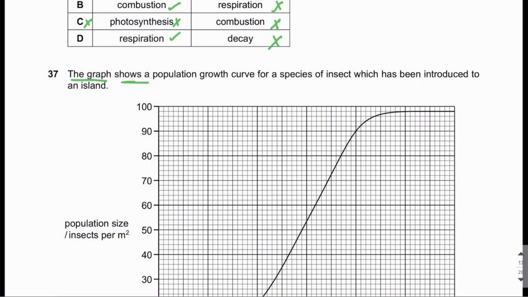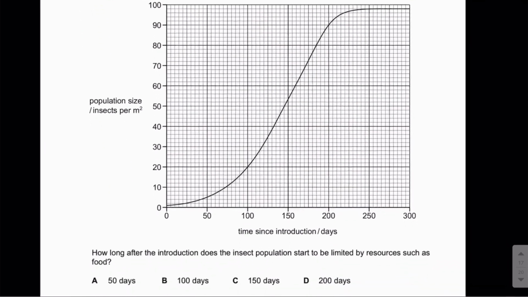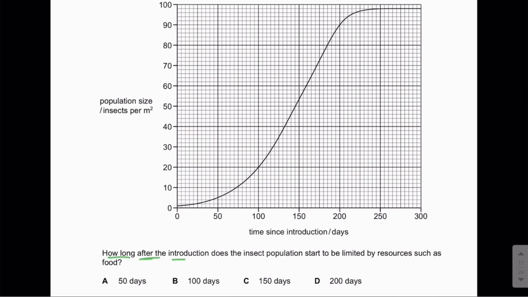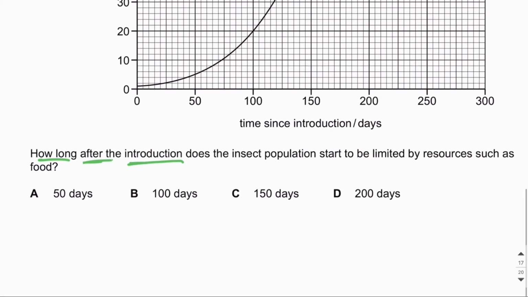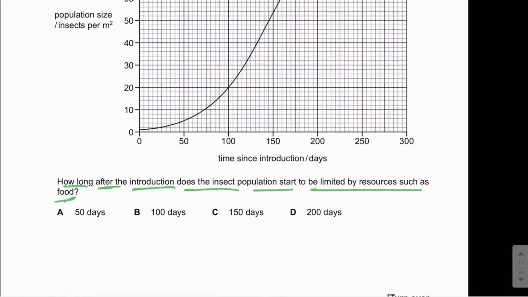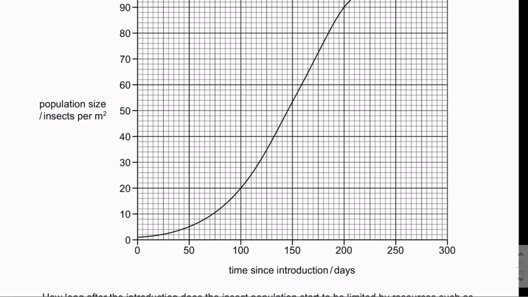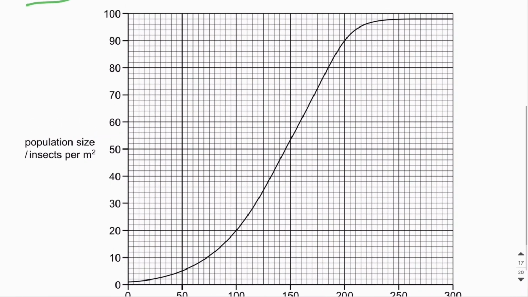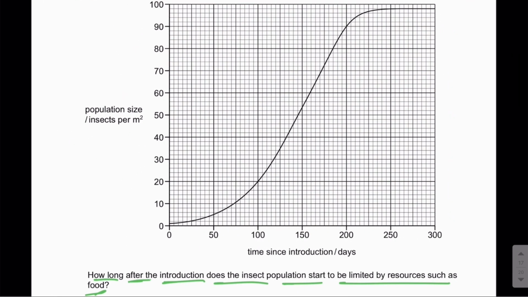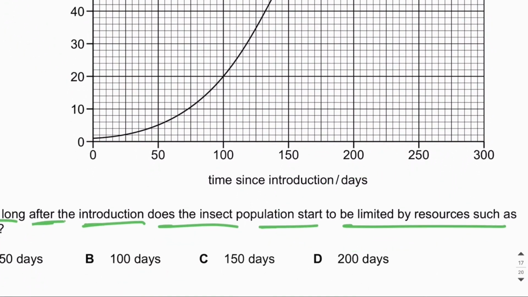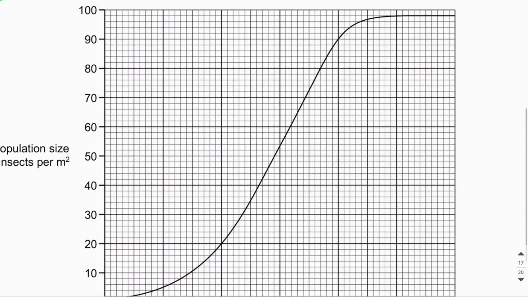37. The graph shows a population growth curve for a species of insect which has been introduced to an island. How long after the introduction does the insect population start to be limited by resources such as food? So, guys, over here, the concept is that when insect populations start to be limited by the resources, what will happen is that the insect population will become constant. Always remember this point that when the insect population is rising, it means a lot of food is available.